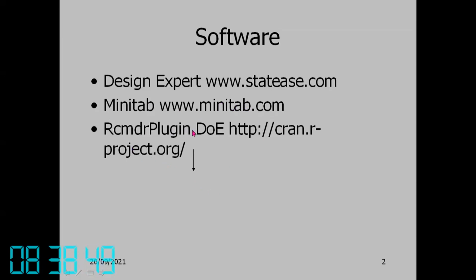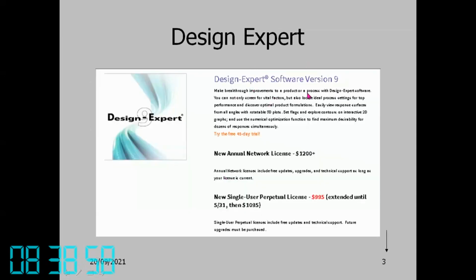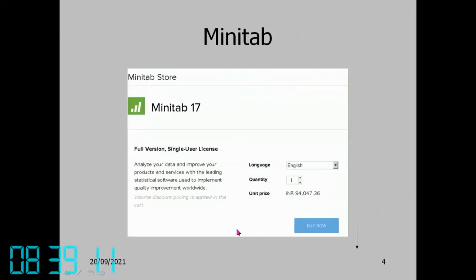Then there is the RCommander plugin DOE. This is a plugin for R. R is again a very powerful software. Design Expert has now reached version 13 or 14. At that time, a single user license was around $1,000 when I prepared that slide. Minitab 17, now I think it has reached 19. At that time, it was costing around $94,000 in some currency, so again around the same thing.